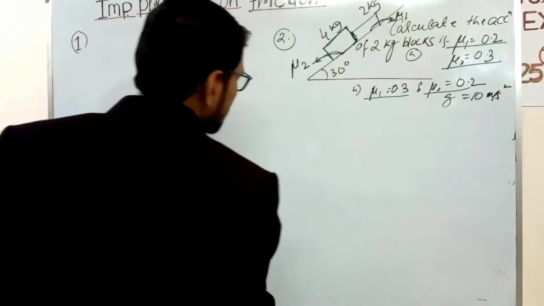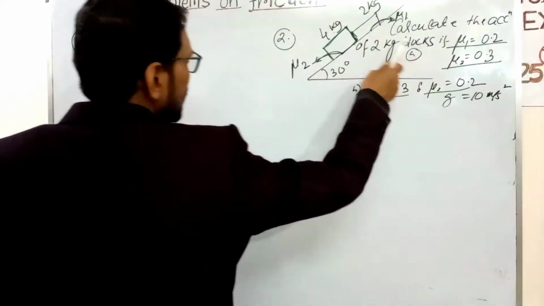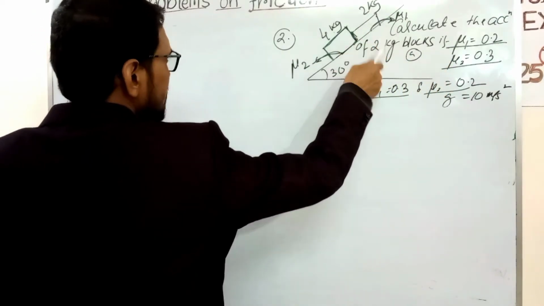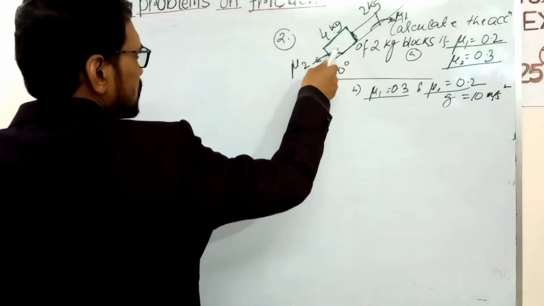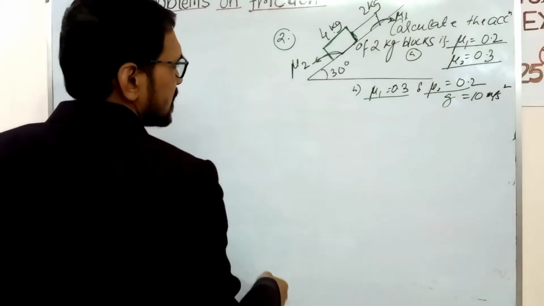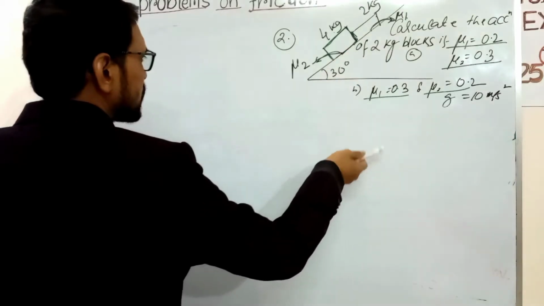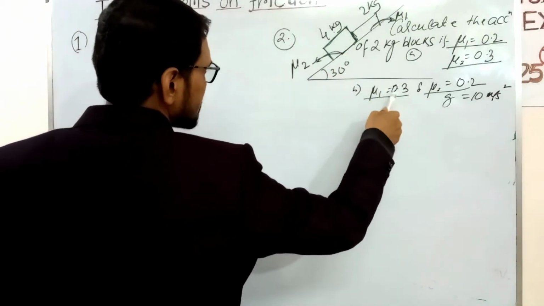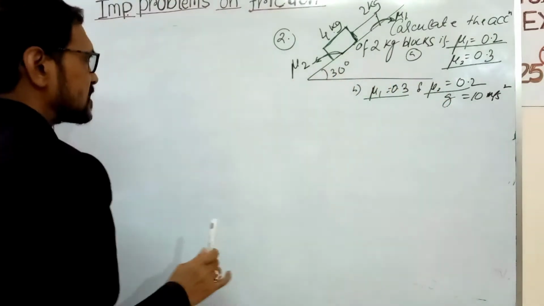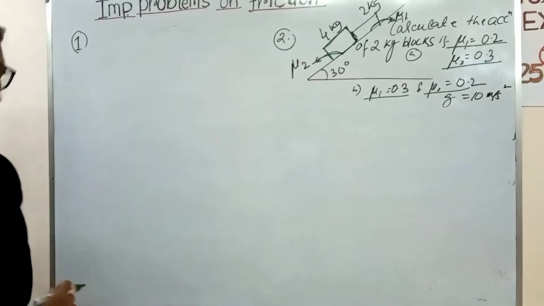That is two questions. What is mu1? mu1 is the friction between the 2 kg block and the inclined plane. mu2 is that of the 4 kg block and the inclined plane. In the first case, find the acceleration of the 2 kg block with these values of mu1 and mu2. In the second case, if the coefficient of friction is reversed, what is the acceleration of the 2 kg block? Now here two cases may arise.